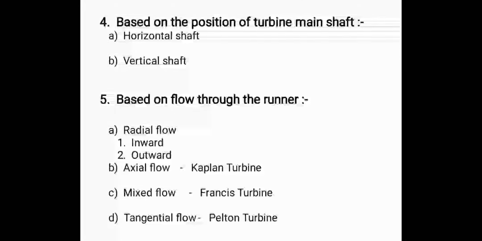Second is axial flow. The example of axial flow is Kaplan turbine. Next is mixed flow. The example of mixed flow is Francis turbine. And the last is tangential flow. Pelton turbine is the example of tangential flow.